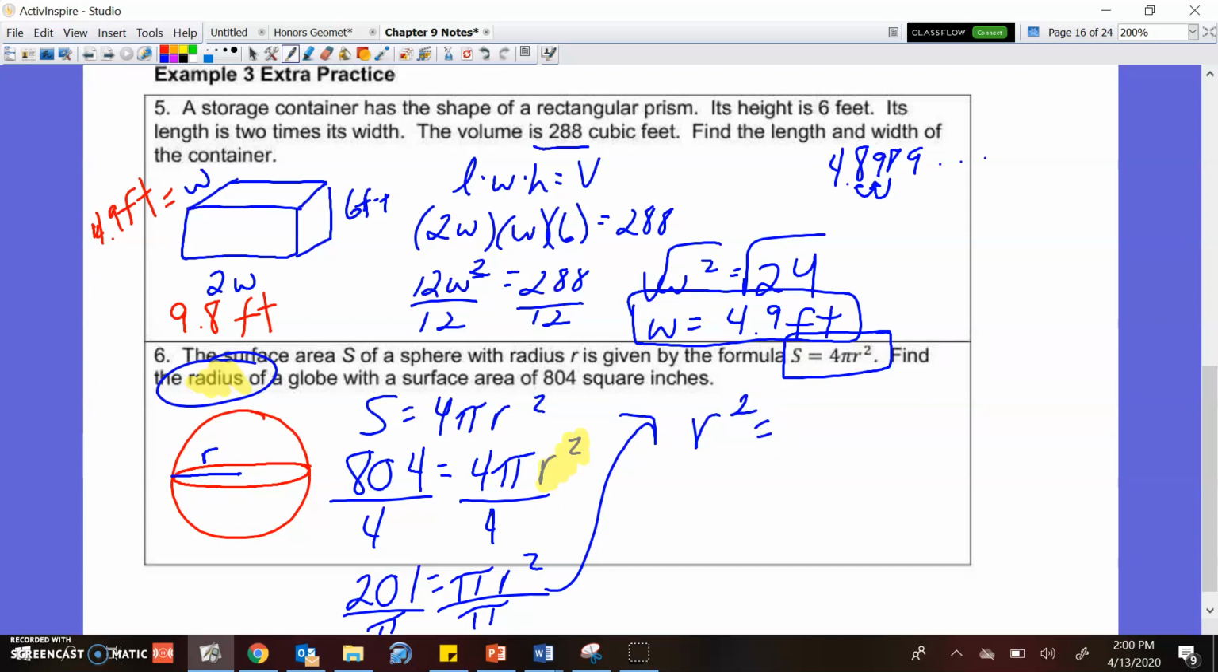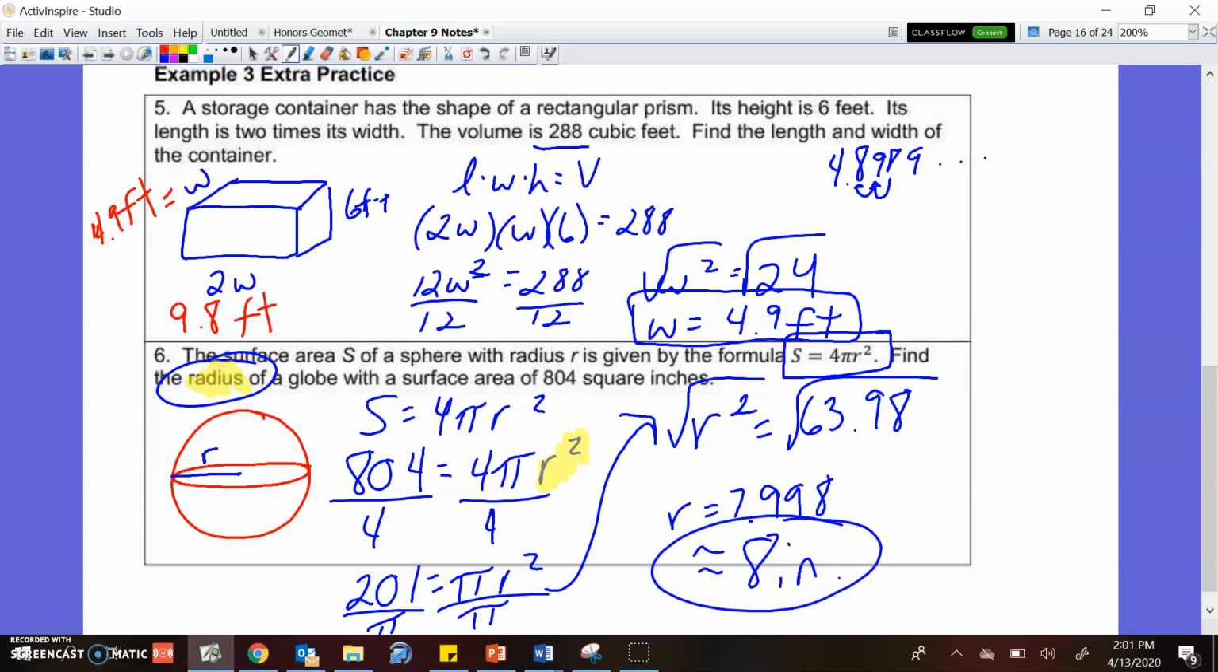R squared equals then 63.98. And I'm going to go ahead and take the square root of both sides. We know that we can get a positive and a negative, but the positive is the only one that makes sense. Now, 63.98 is pretty close to 64, right? The square root of 64 is 8. So it's no surprise that my answer is 7.998, which rounds up to 8. I would label this inches, and that's my answer. I would also have had a negative 7.998, and again, negative doesn't make sense.